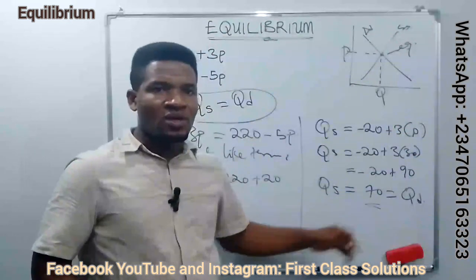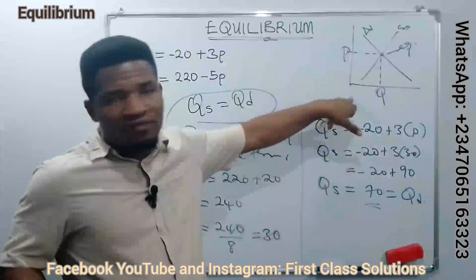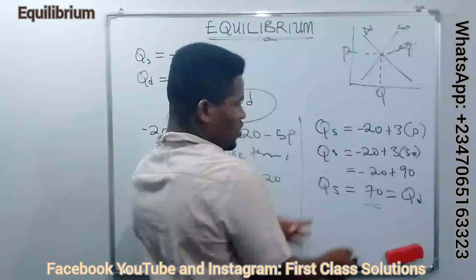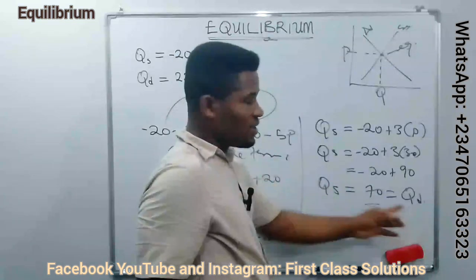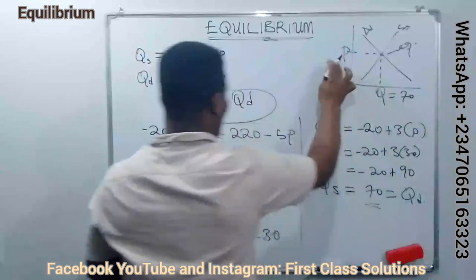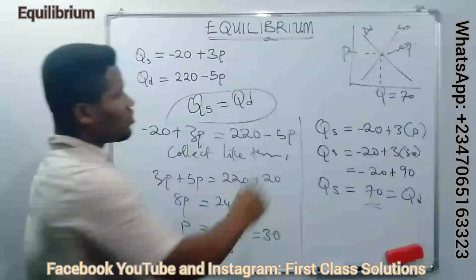This can equally be traced in our graphical notation here, where at this point where demand and supply are equal, we have our quantity to be 70, and we have our price, the equilibrium price, to be 30.